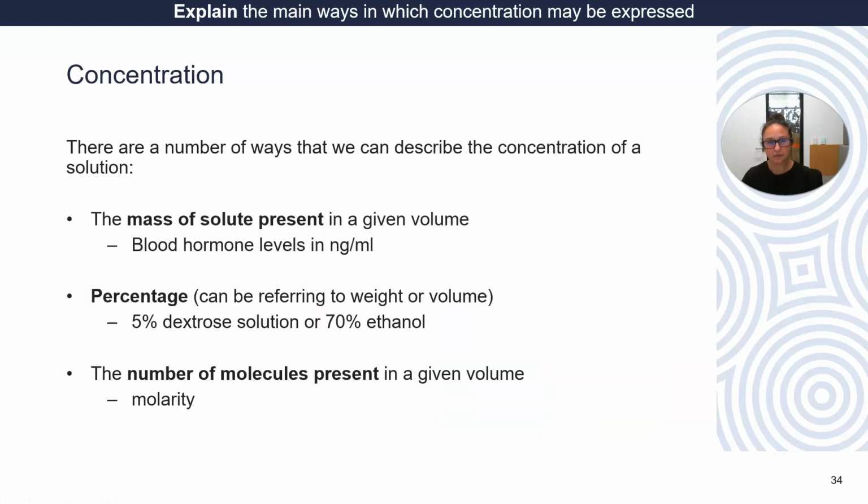There are different ways that we can describe the concentration of a solution. We can think of it in how much solute is present, so we have this much solute in this volume, or we can express concentration as a percentage. So, the solution was 5% sugar, or the solution was 70% ethanol and the rest is water. So 70% ethanol is 70% ethanol, 30% water.